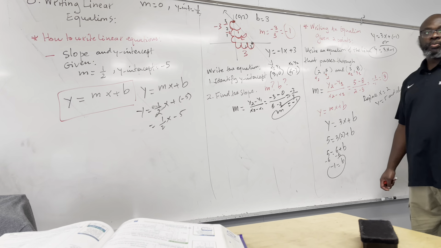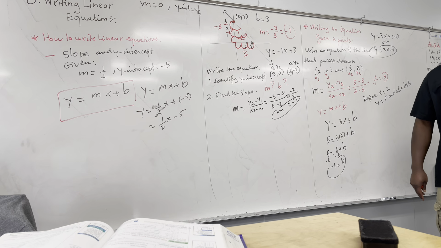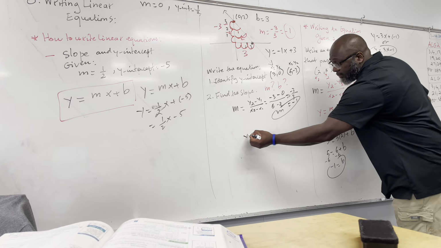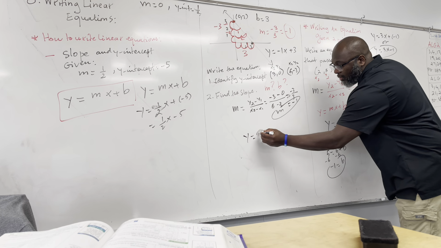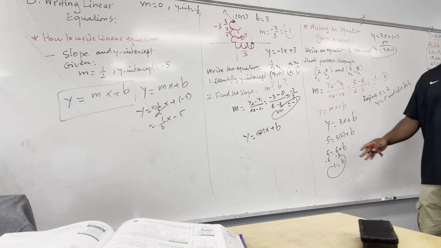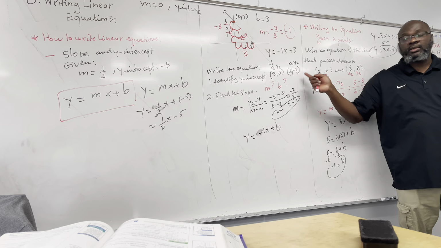So I have my slope. Now I still need to find my y-intercept. So what I'm going to do is write the incomplete equation. The incomplete equation is y equals mx plus b, which is y equals negative 1x plus b, right? I still need to find b, so I'm going to choose either one of these points.